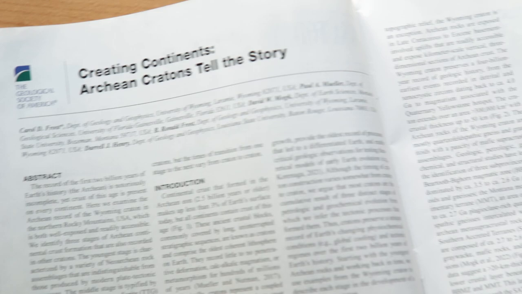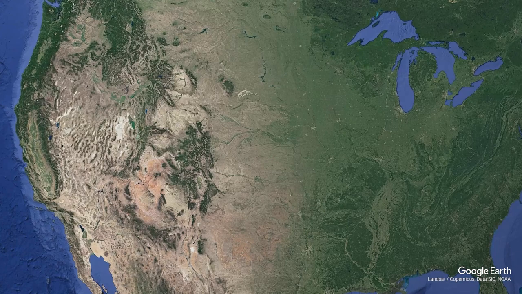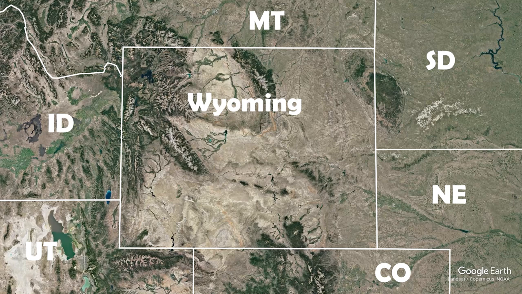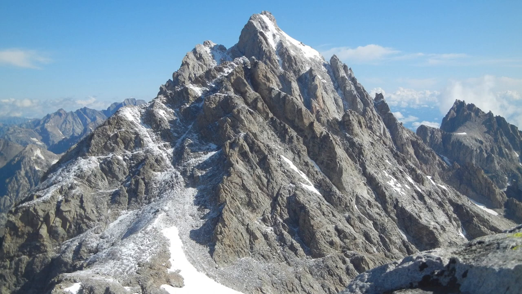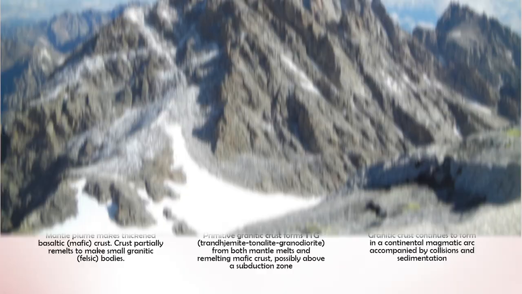So, how do we get these cratons? A new paper in the January 2023 issue of GSA Today looks at the story preserved in the oldest rocks on Earth. Author Carol Frost and her fellow co-authors explore how these Archean cratons formed, using the craton in Wyoming as an example. In Wyoming, Archean rocks are exposed in mountain uplifts that show vertical, three-dimensional sections of Archean crust for geoscientists to study.